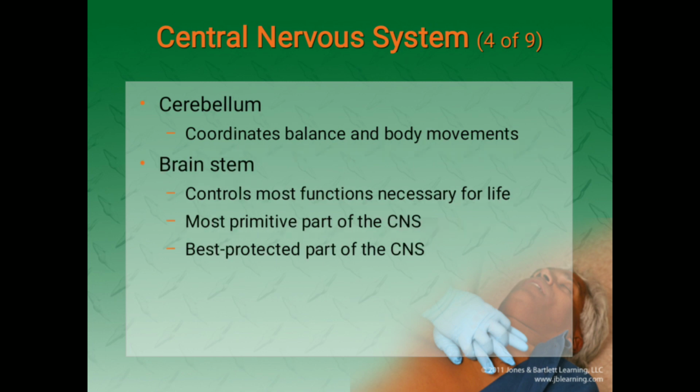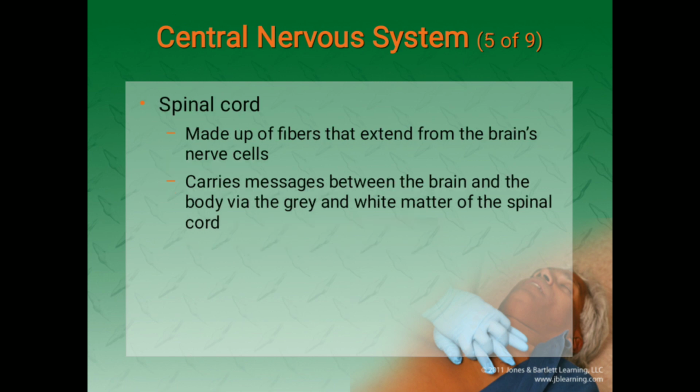If you talk about the cerebellum, it coordinates balance and body movements, whereas the brainstem controls most functions necessary for life. The most primitive part of the central nervous system is the brainstem, and the best protected part of the central nervous system is also the brainstem, which lies between the forebrain and hindbrain. This central part is also known as the brainstem or midbrain.